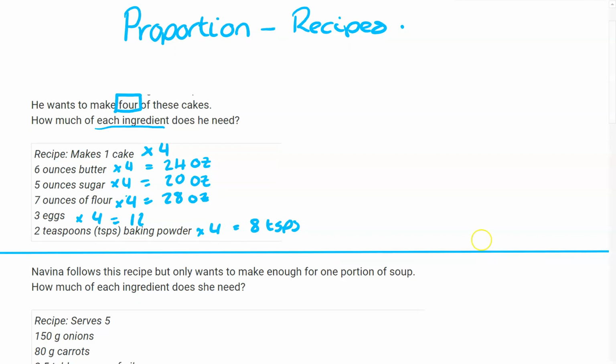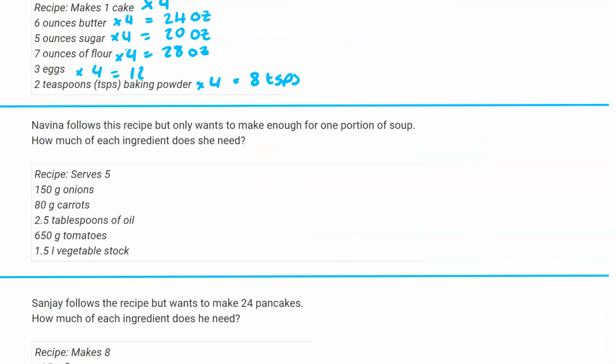Right, next one. So first thing to notice is this serves 5. So Navina has a recipe, she only wants to make enough for 1. So how do you turn a 5 into a 1? Well, you can't take away 4, because if you just took away 4, that wouldn't be the same as 1 portion. What you need to do is divide it by 5 to give us 1. So each one of these is going to be divided by 5.